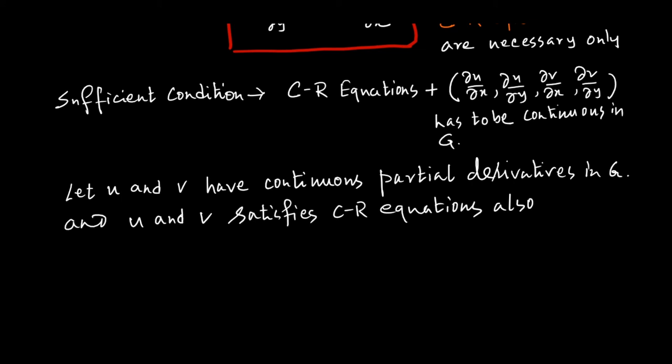Now let me tell you, this portion of the derivation will be a bit lengthy and a bit tricky, so be extremely careful. What do we want to see? We want to see that whenever these two conditions are satisfied, the function f becomes analytic. What is my function f? My function f(z) is equal to u(x,y) plus i times v(x,y). This is my function f. And we want to visualize that whenever these two conditions are satisfied, then the function is analytic. That is what we want to see. Okay, fine.